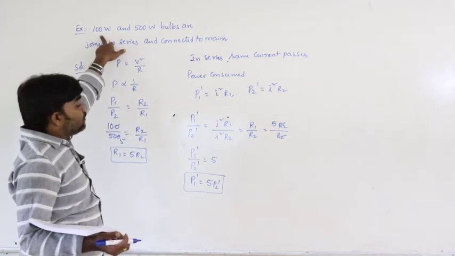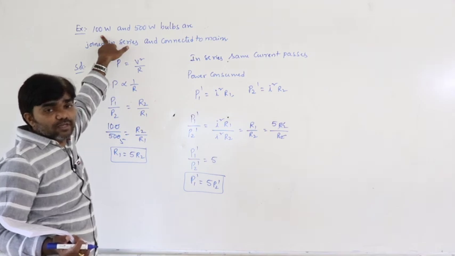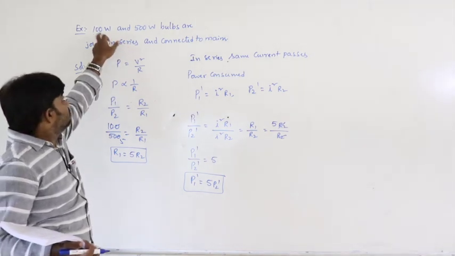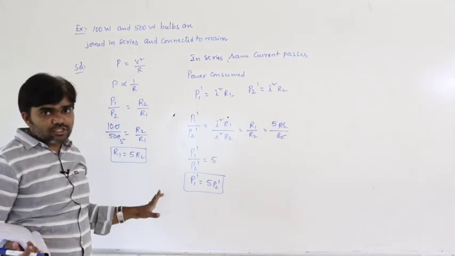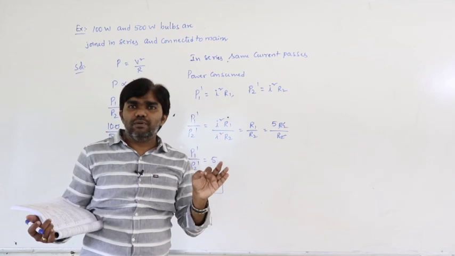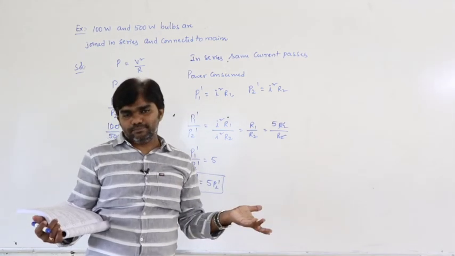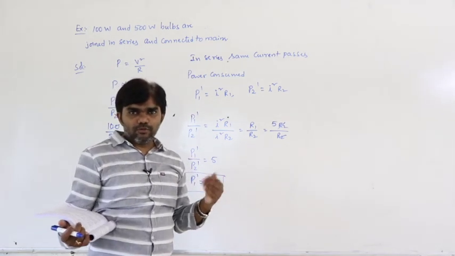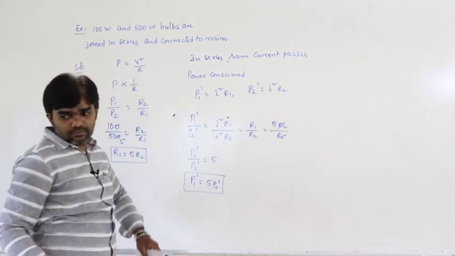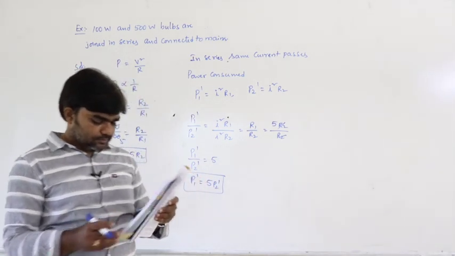That means power consumed by the 100 watts bulb is more. So that's why in series combination, we can simply say that low wattage bulb glows brighter. So after doing this we can confirm it. Next.